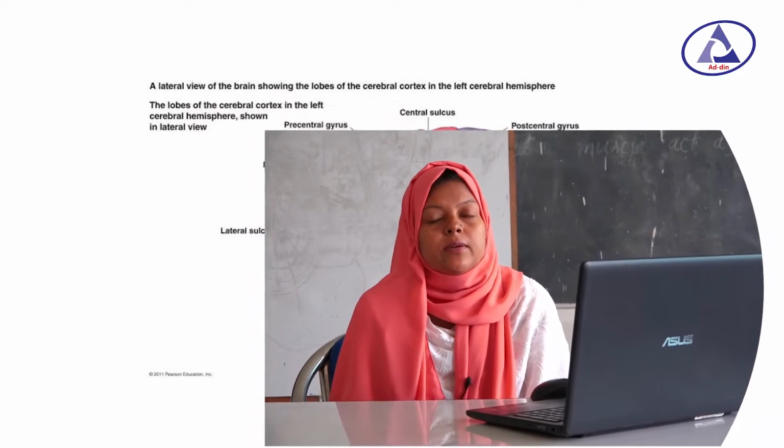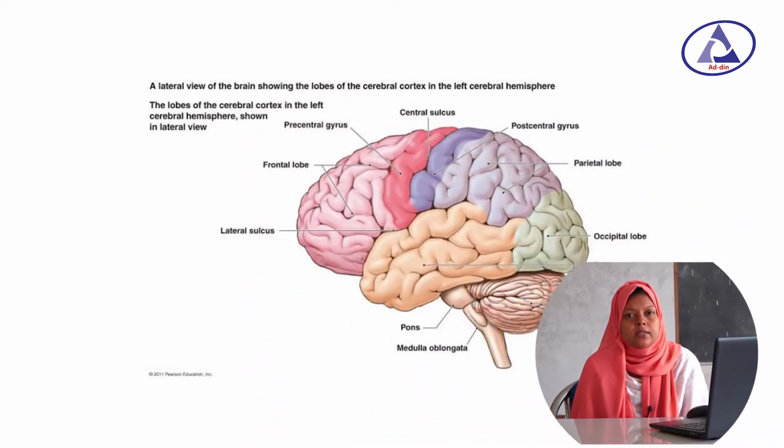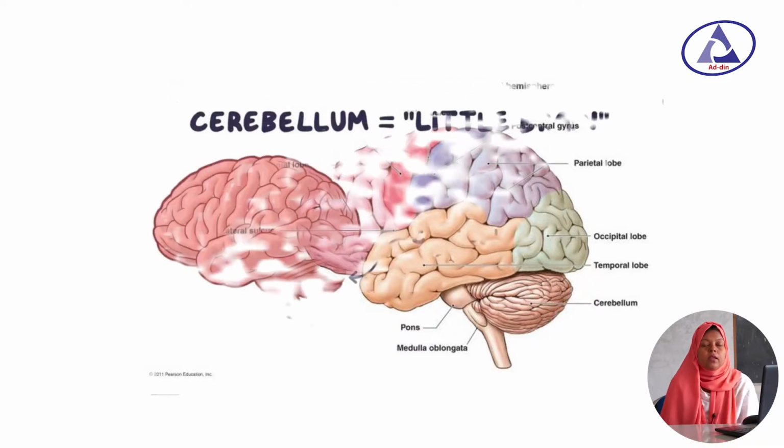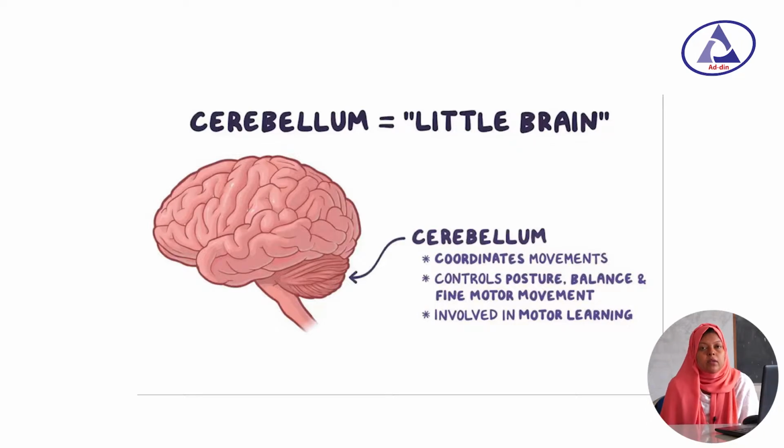Today our topic is cerebellum, the very important part of brain which controls and equilibrates our posture. Cerebellum, the word, comes from a Latin word and the meaning is the little brain. In this picture we see the cerebrum and the cerebellum. Here are the different sulci and gyri of the cerebrum, then cerebellum, pons and medulla. Cerebellum, the little brain. As a whole, the function of the cerebellum is to coordinate movements, control posture, balance and fine motor movements involved in motor learning.